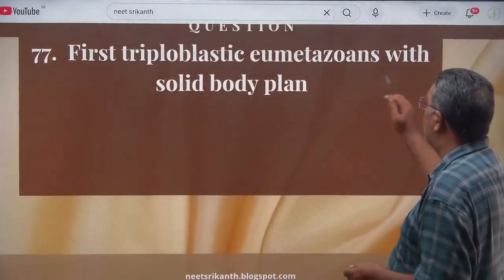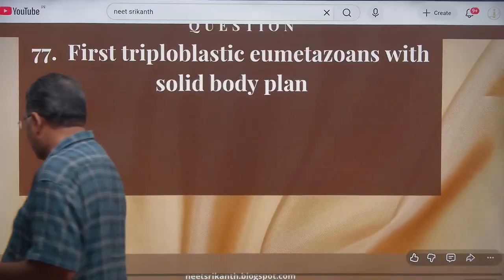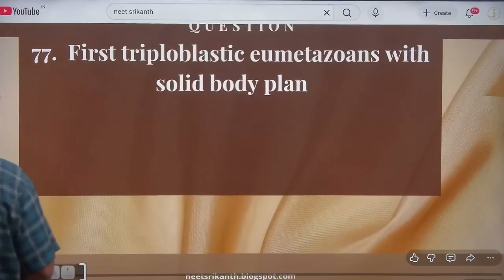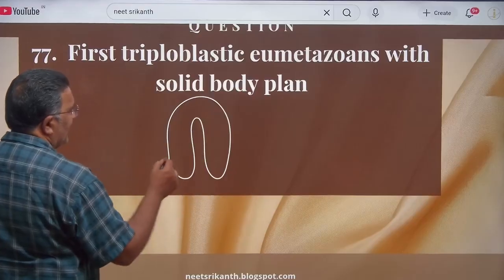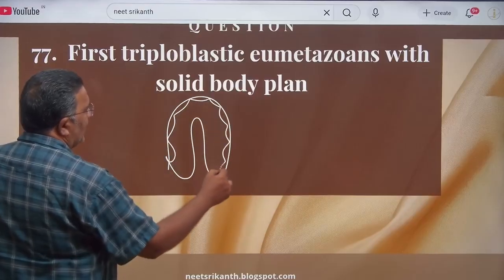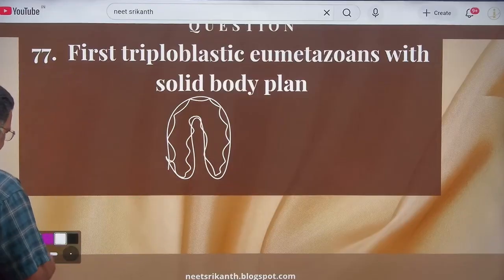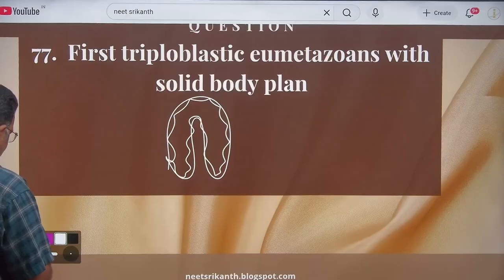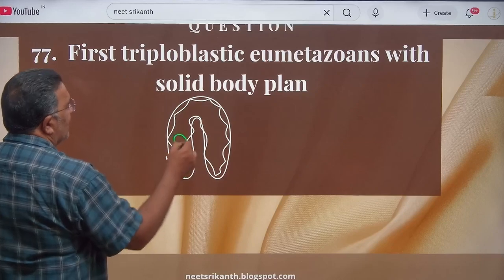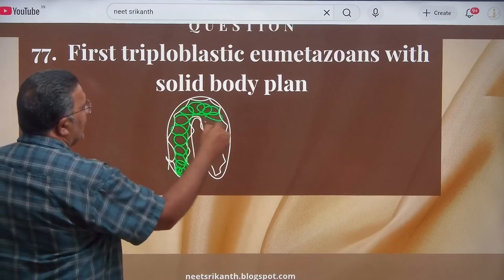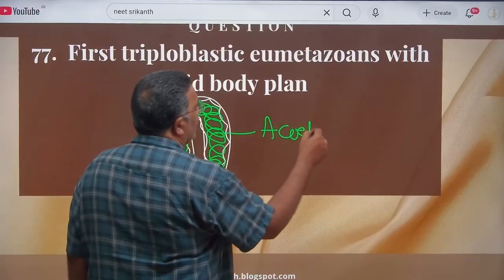First triploblastic eumetazoan with a solid body plan. What is the meaning of this solid body plan? That means we said in the gastrula stage, the outer lining is ectoderm, the inner lining is endoderm, isn't it? Then the mesodermal cells which are formed here fill the complete body cavity, hence we call it a coelom, isn't it?